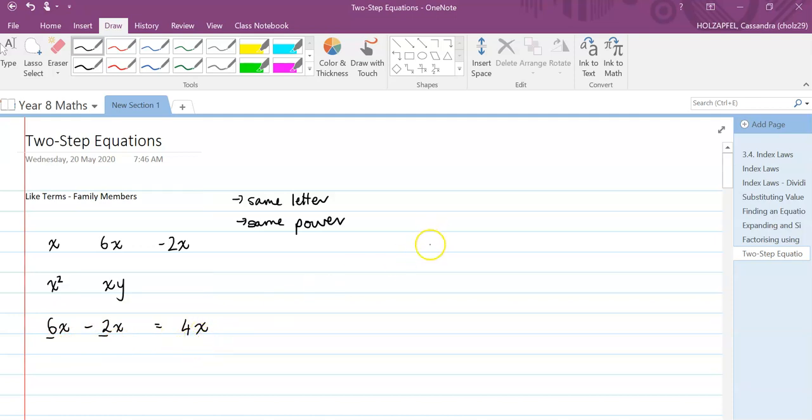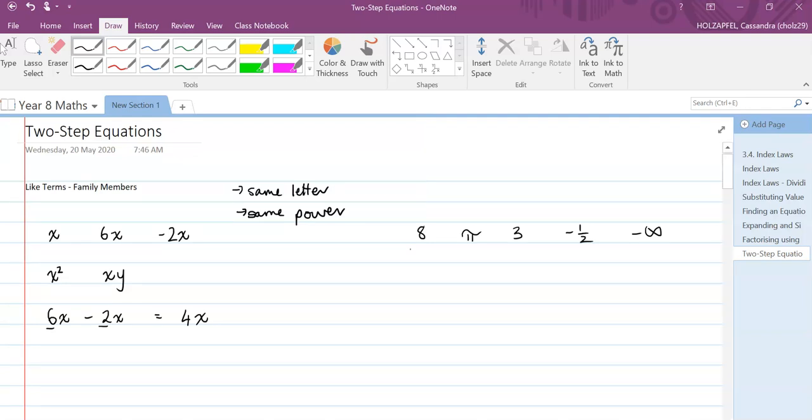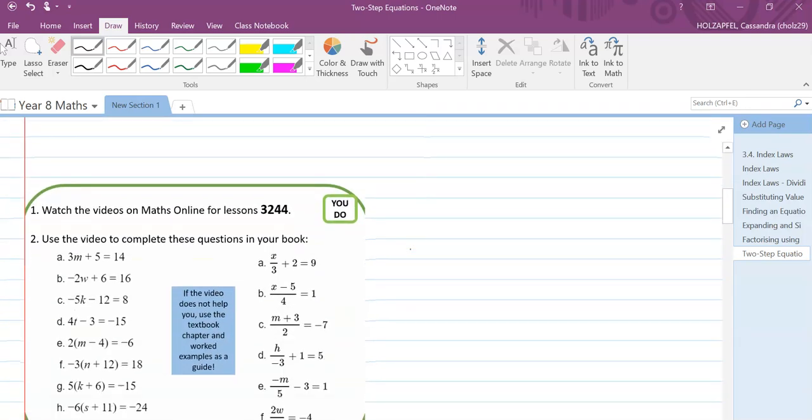Similarly, we also have some like terms or family members that do not have a last name. These are our numbers. So for example, if I had 8 or pi or 3 or negative a half or negative infinity, these are all numbers. Therefore, these guys are all like terms, all family members. So when we do these two-step equations, what we're trying to do is bring our family members together first, and then we can go ahead and simplify after that. So let's go through a couple of questions here.